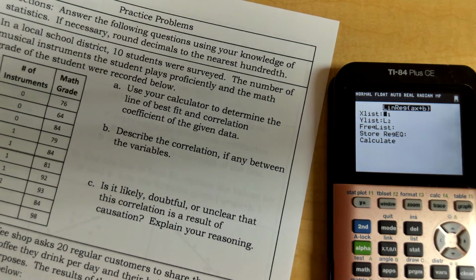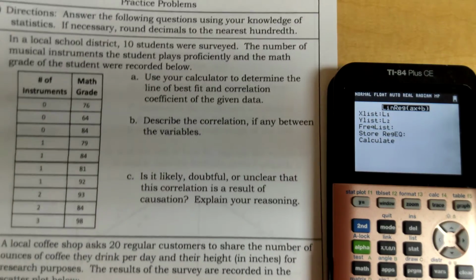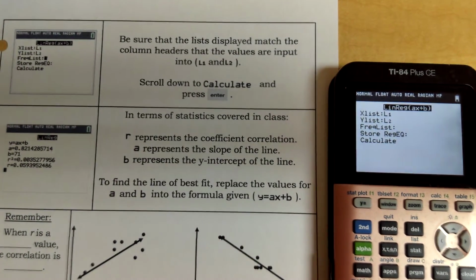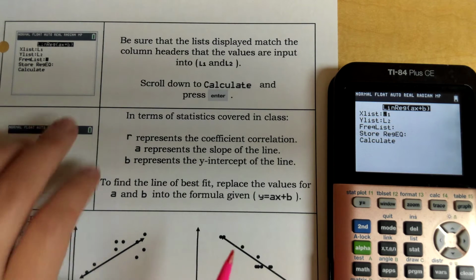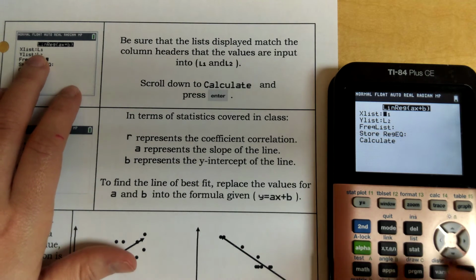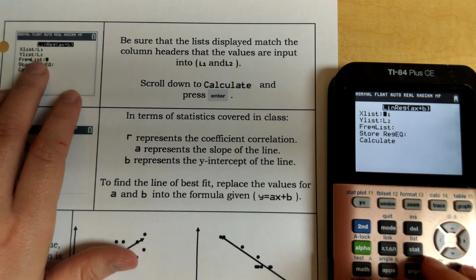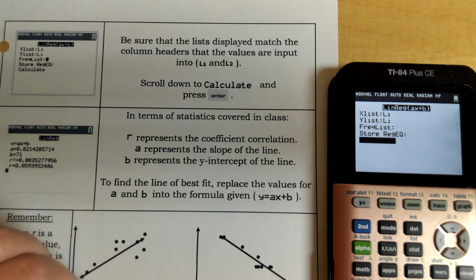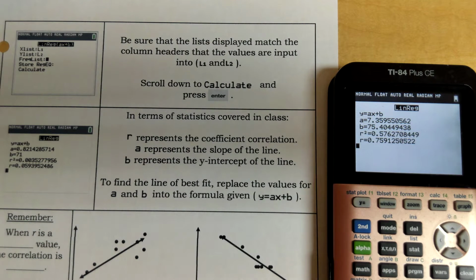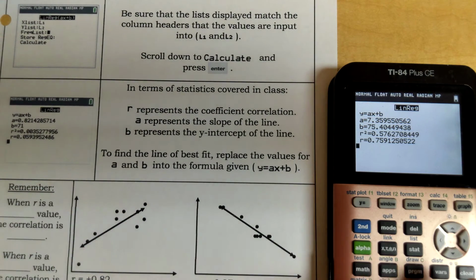Okay. Now on the back side of these notes, it tells us to make sure that our lists match. So X was L1, Y was L2, so that's correct. So we're going to go on down to calculate and press enter. And here is our statistics that we're looking at.